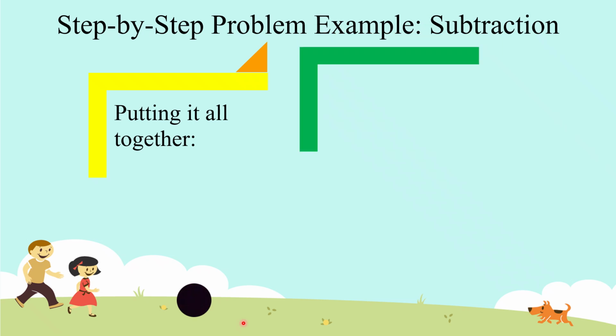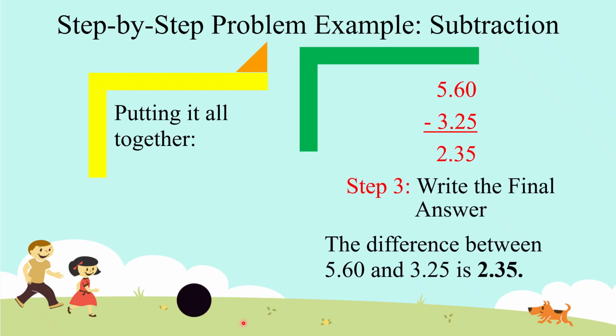Putting it all together, 5.60 minus 3.25 equals 2.35. Step 3. Write the final answer. The difference between 5.60 and 3.25 is 2.35.